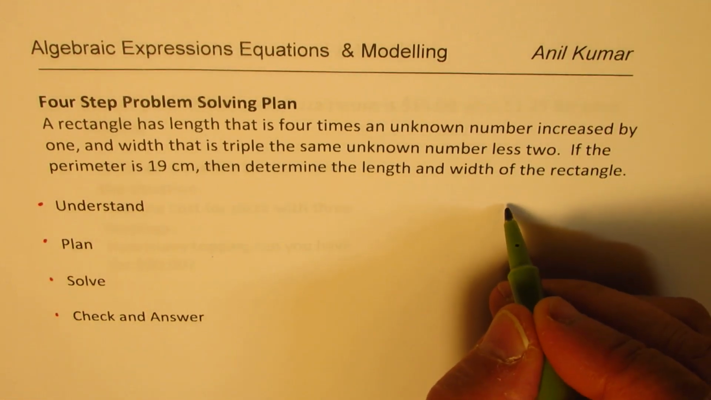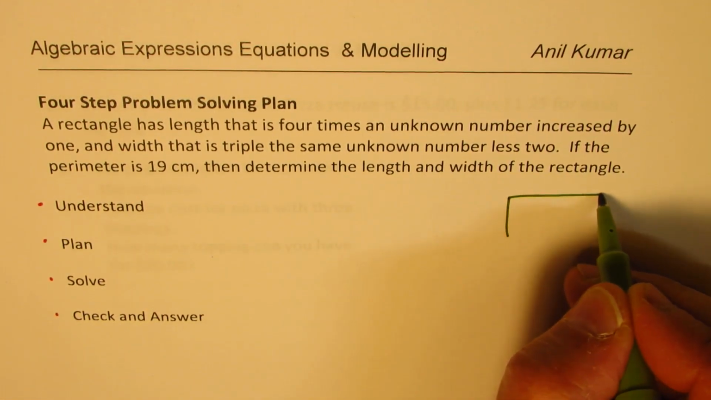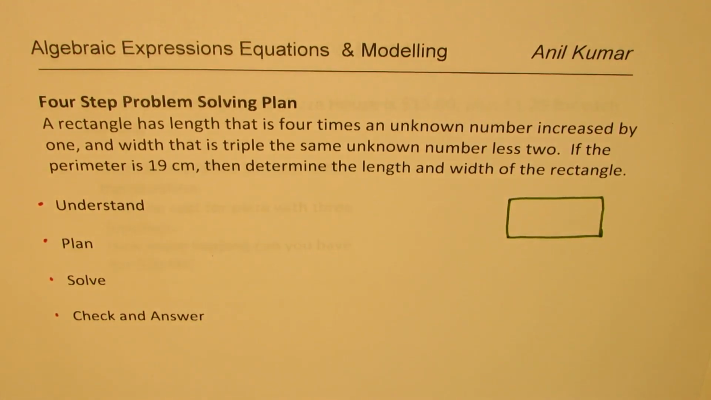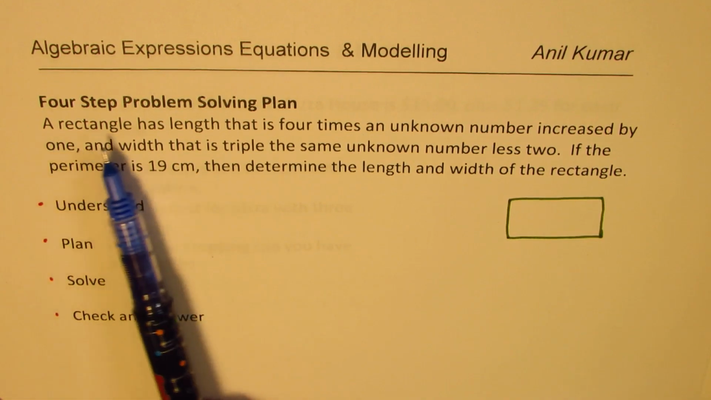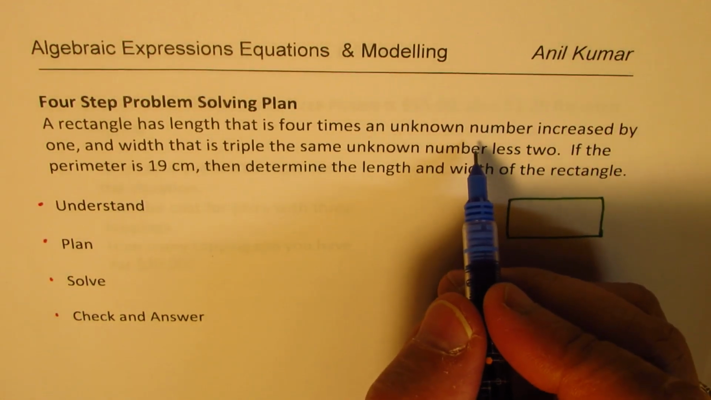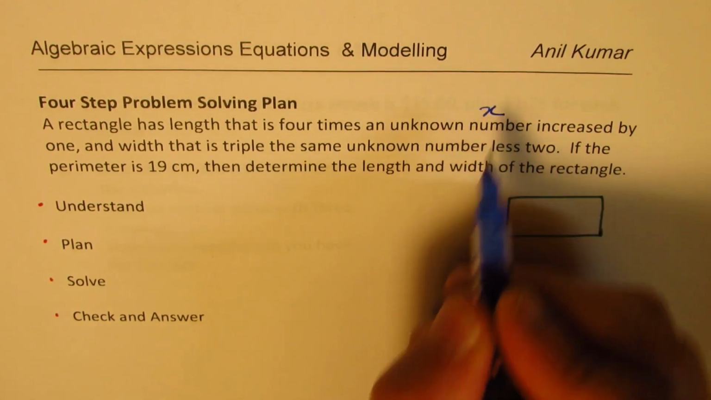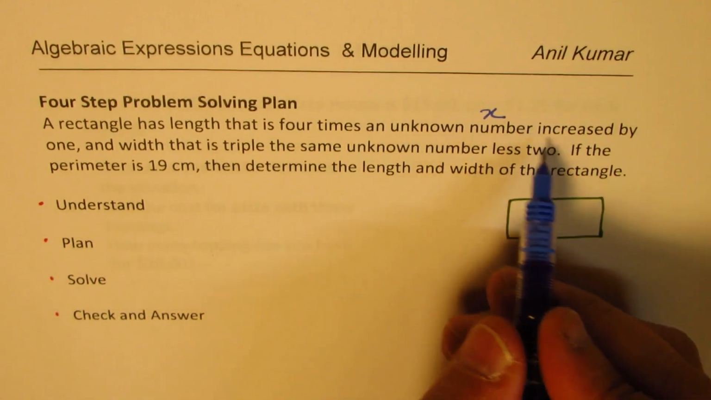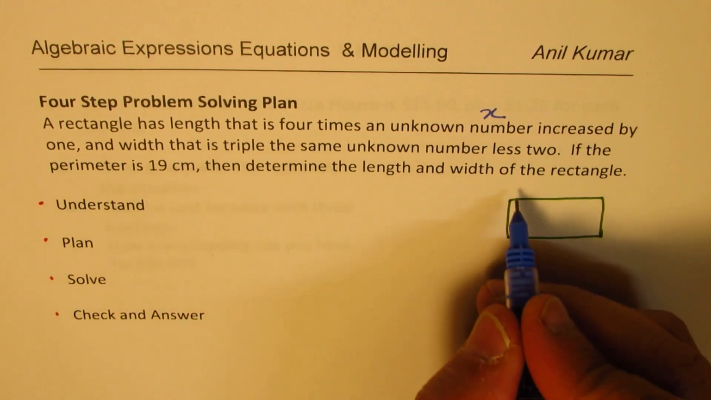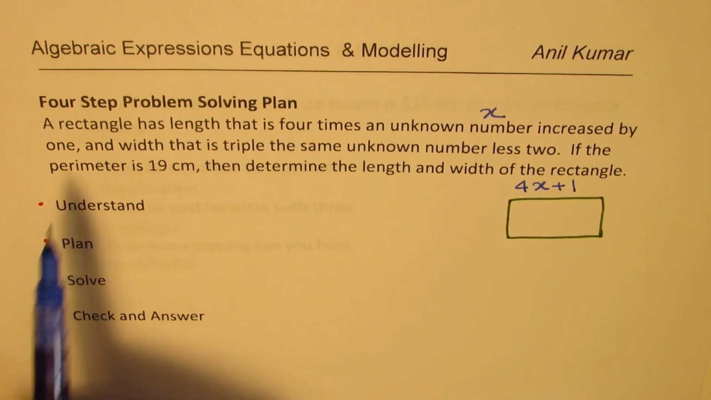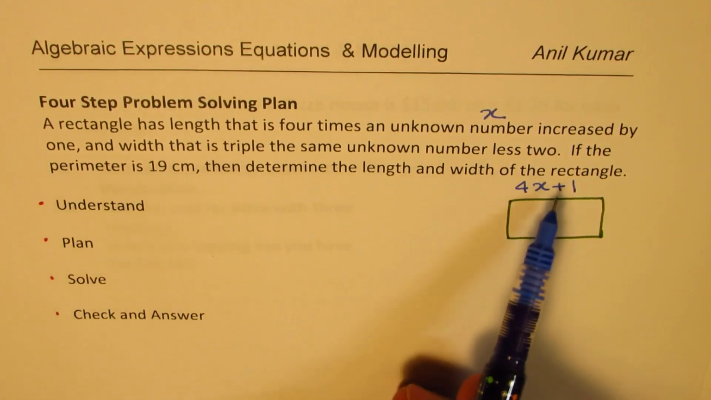So to understand it better, we'll actually sketch one rectangle, right? And then as we read, we'll form expressions to represent length and width of this rectangle. A rectangle has length that is 4 times unknown number. So let this unknown number be x, right? So we say length that is 4 times an unknown number increased by 1. So it is 4x increased by 1. Does that make sense to you? So that is how we are going to find the length expression.